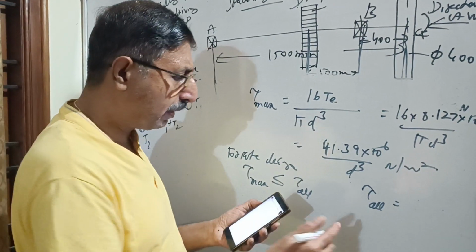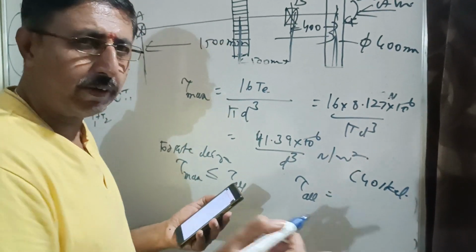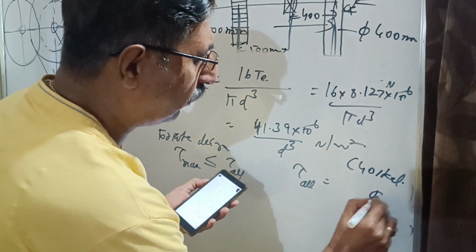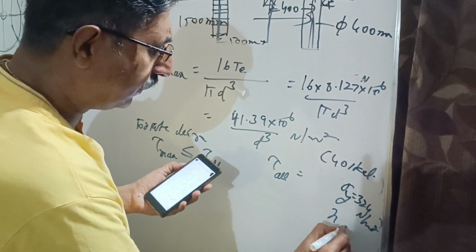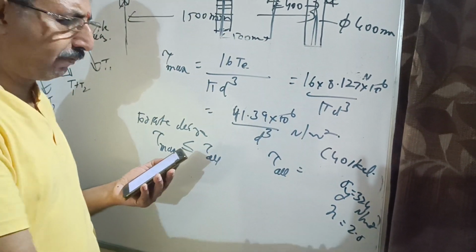In that worksheet problem, I have given material C40 steel. Now, please refer to table number 1.9 and find out what sigma y is. I think it is around 324 Newton per mm square. Factor of safety, if it is not given, we will assume it. In this problem, I think I have given 2.5.